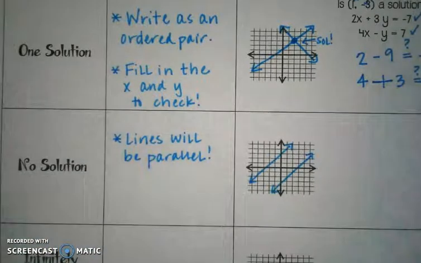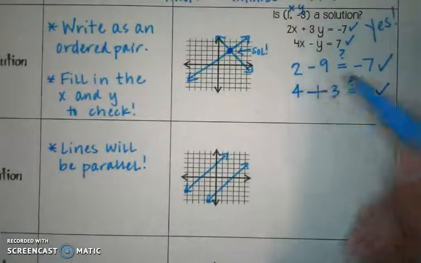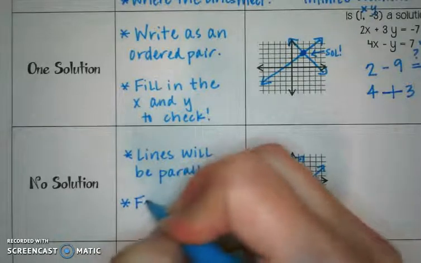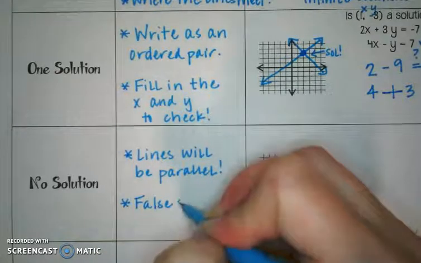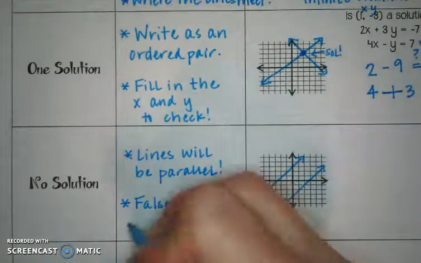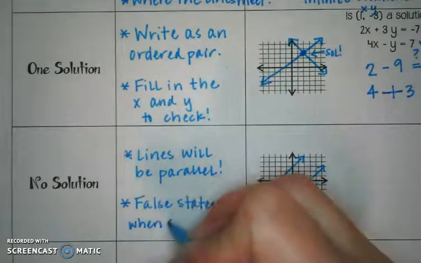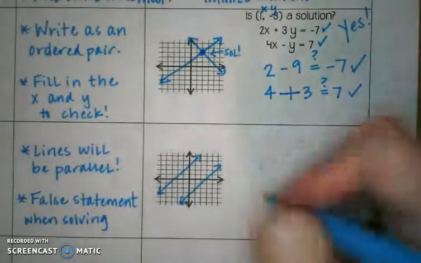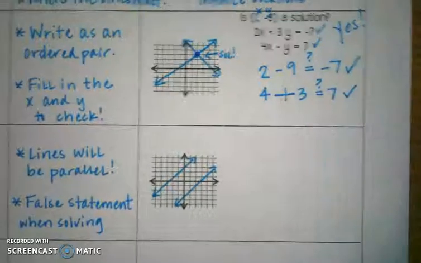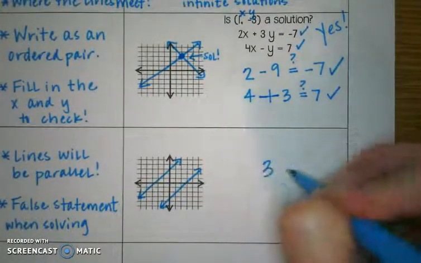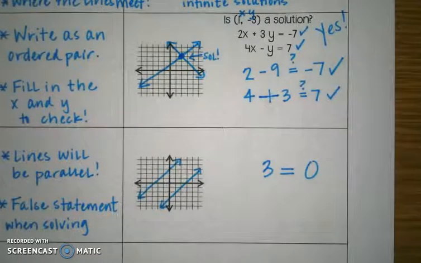All right, so the question is, what if you work it out? What if you weren't doing this on a graph? What would happen is that you would end up with a false statement when solving. So what's going to happen is that you're going to work out your problem, the variables are going to cancel, and you're going to end up with something like 3 equals 0.